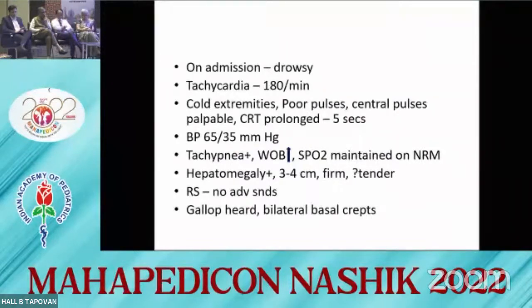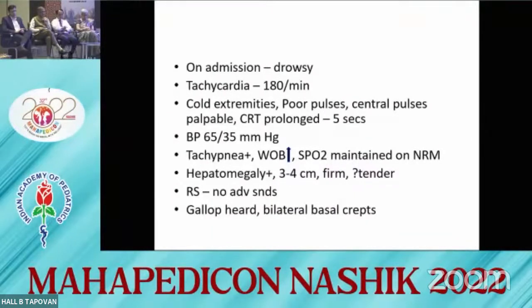Again, what we call cold shock: cold extremities, poor pulses. Central pulses were just palpable. CRT was prolonged. The blood pressure again showed a wide pulse pressure. Tachypnea was there, work of breathing was increased, saturation was maintained on NRM. There was a tender hepatomegaly, and the RS didn't show any adventitious sounds.